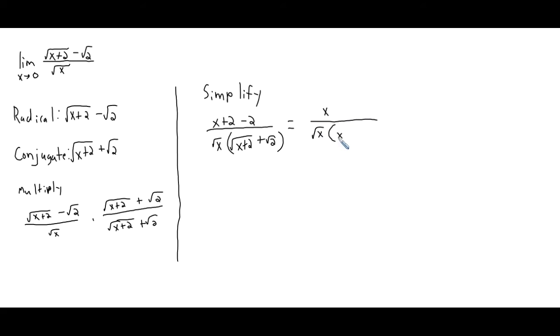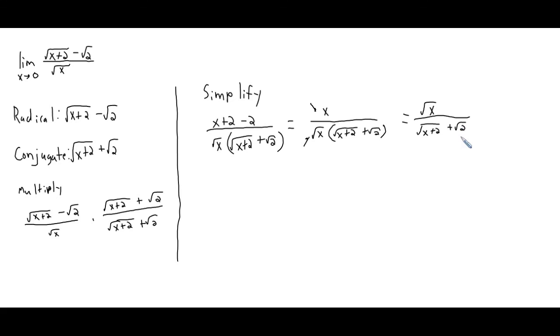And now here's where we cancel a little bit. We have an x in the numerator and a square root of x in the denominator. And that simplifies to just be the square root of x in the numerator. So we simplify this one step further and get the square root of x divided by the square root of x plus 2 plus the square root of 2.